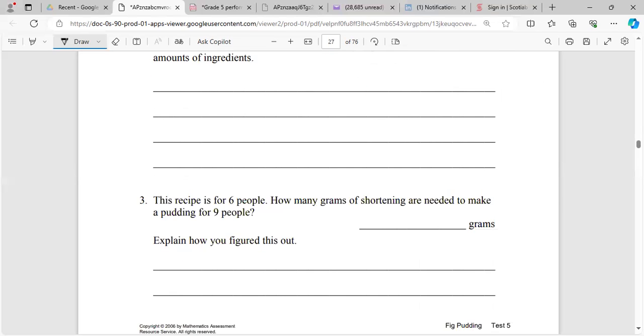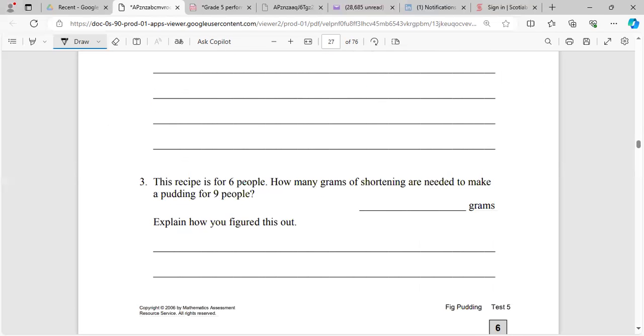It says this recipe is for 6 people. How many grams of shortening are needed to make a pudding for 9 people? So let us do the ratio part of it now. So this is for 6. How many grams of shortening are needed for 9? So it's going to be 1.5 times whatever it is. So shortening was what? 100. It was exactly 100 grams. That's for shortening, right? Currently, it's 100, but this is not the answer that we're looking for.